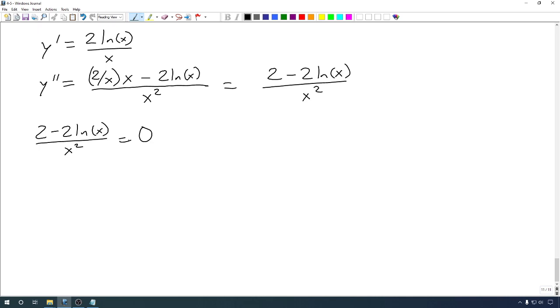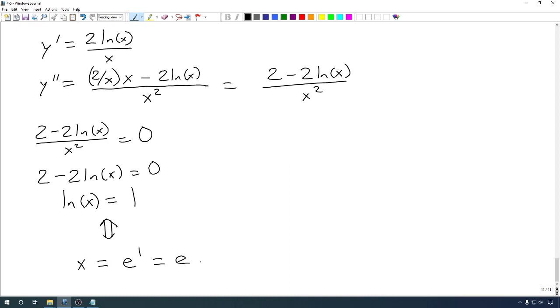Again, this is a fraction equaling 0, so the numerator has to equal 0. This time we don't just have natural logarithm of x equals 0. Instead, we're going to have to solve. But basically, that means that 2 equals 2 natural logarithm of x, or if we get rid of the 2, we just have that the natural logarithm of x is equal to 1. Again, we can turn this into an exponential equation. The x on the inside gets on the outside. The 1 on the outside becomes the new exponent, the inside. And of course, e to the first power is just e.